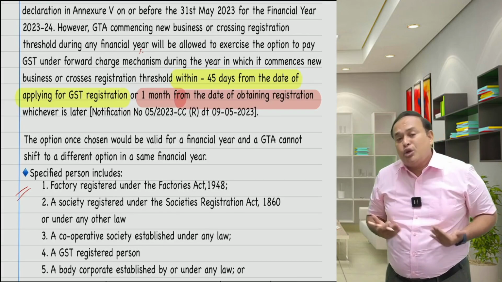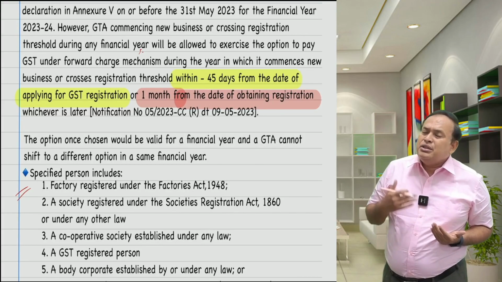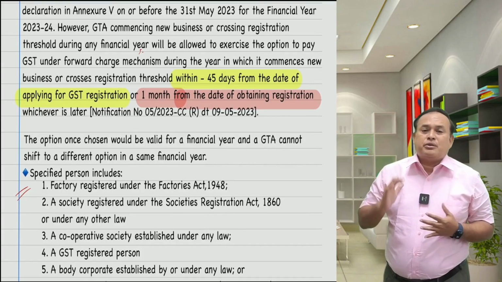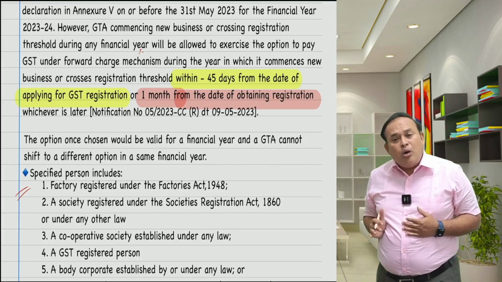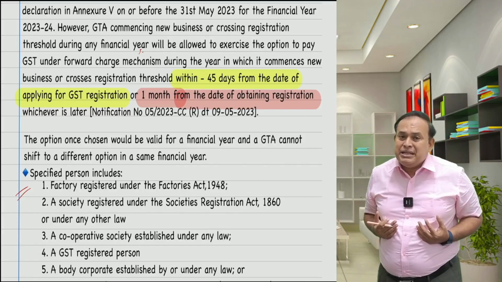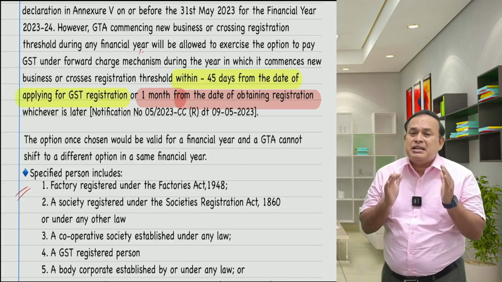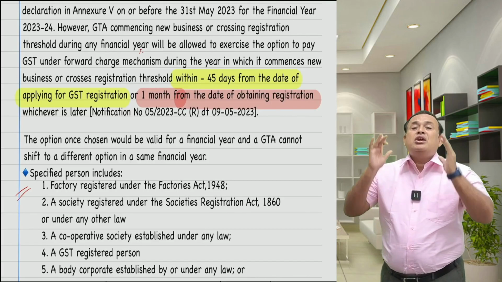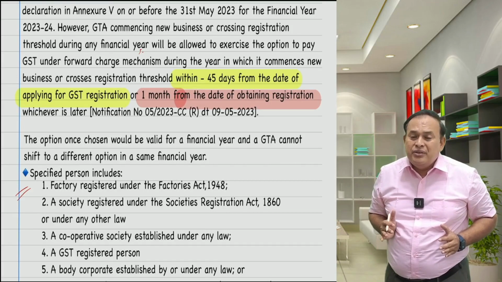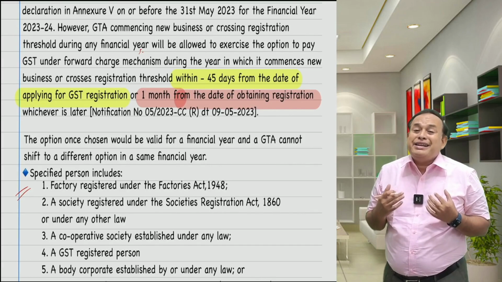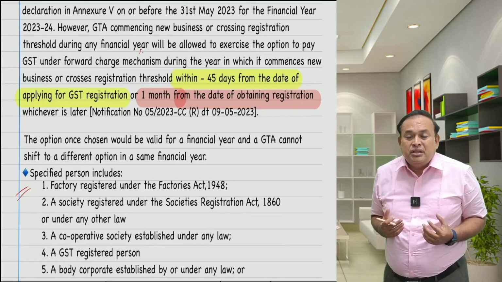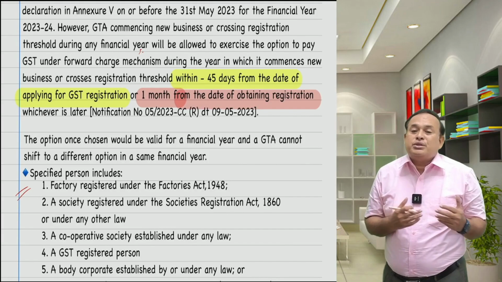If you want to switch over to the other option, then think of it only from the next financial year. Now my point here is the reverse charge mechanism. The reverse charge mechanism in the case of GTA (Goods Transport Agency) services will come into the picture only when the supplier does not exercise the option to choose forward charge.